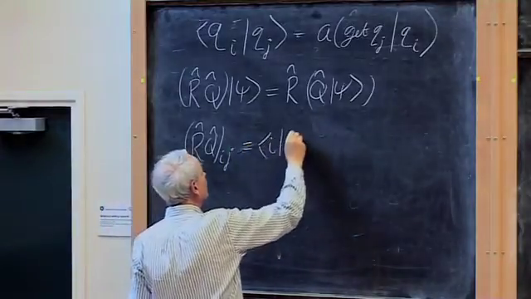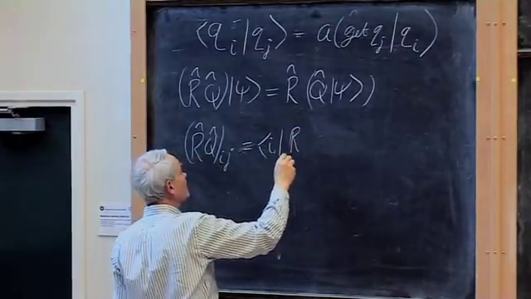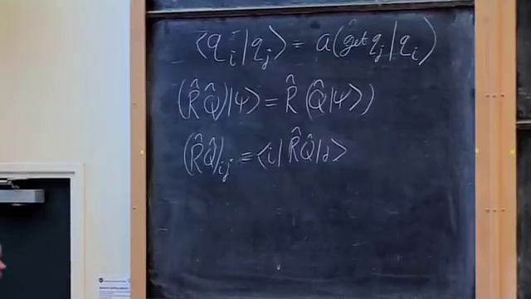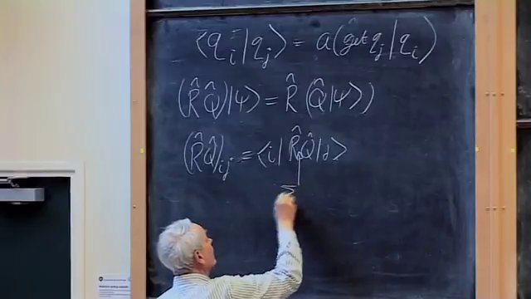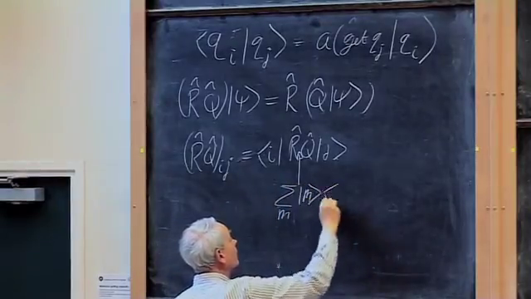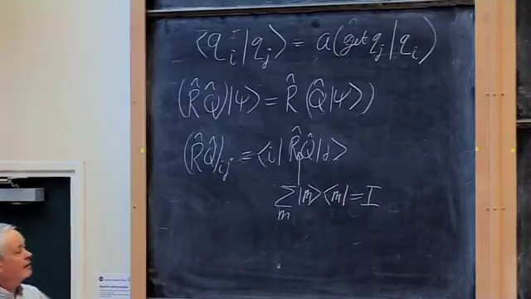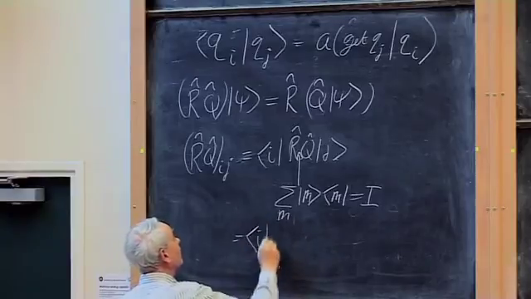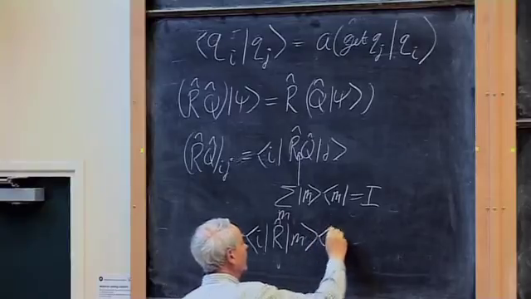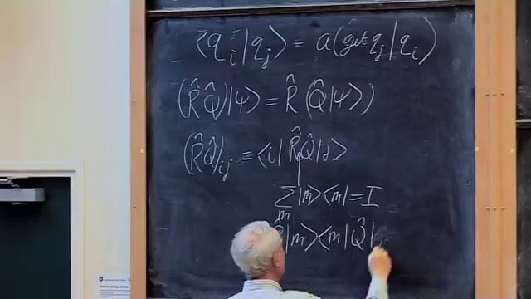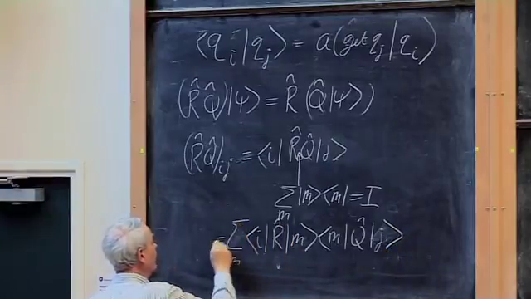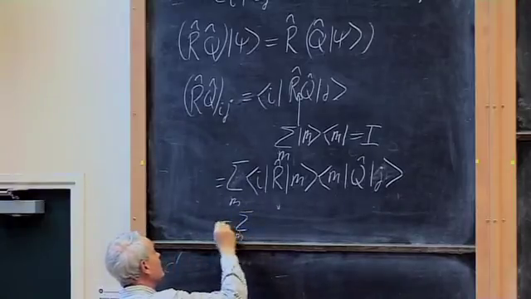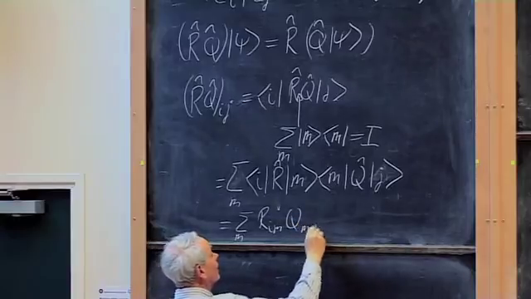It's going to be <i|R̂Q̂|j>. Into here, we can stick one of our identity operators, the sum over m of |m><m|. We saw on Friday that this sum is the identity operator. You can stick an identity operator anywhere into a product, and then this becomes <i|R̂|m><m|Q̂|j>, and this now needs a sum over m. And what is that? This is R_im, this is Q_mj. So this is just the usual rule for a matrix product: R_im Q_mj.